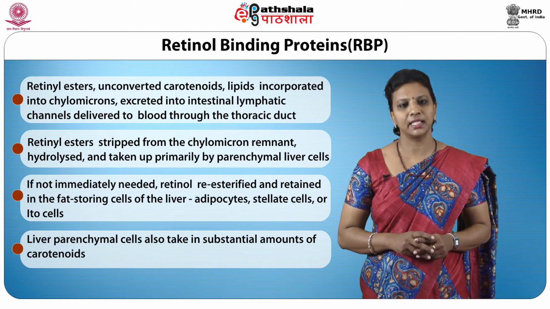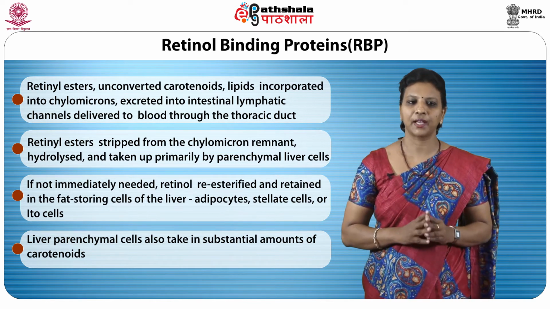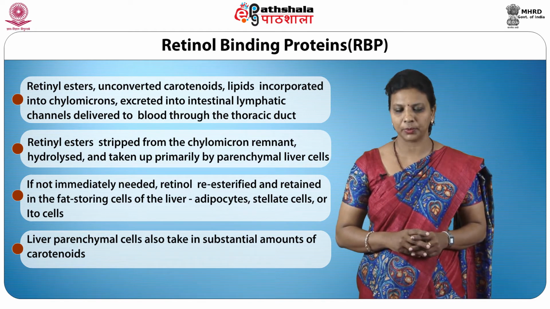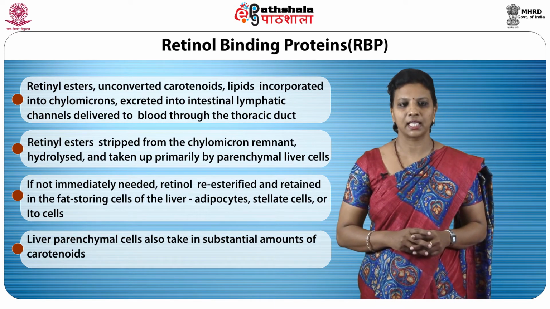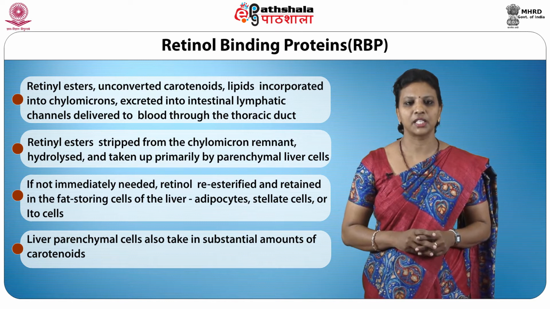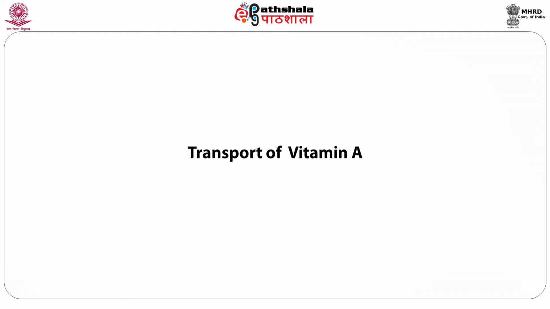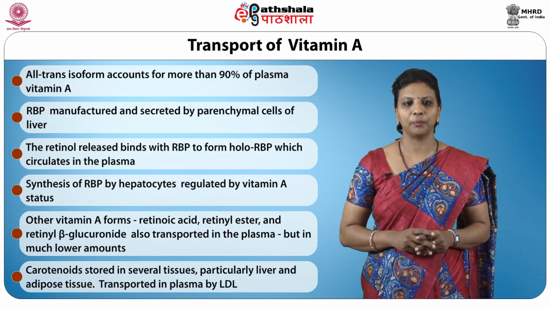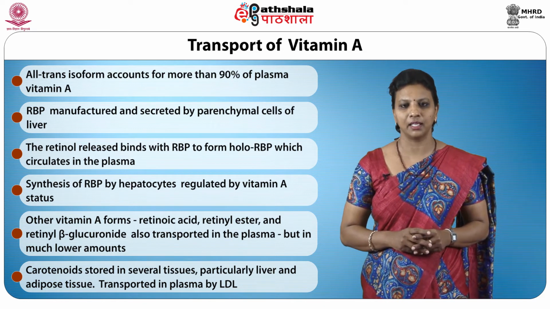If not immediately needed, retinol is reesterified and retained in the fat storing cells of the liver, variously called adipocytes, stellate cells or Ito cells. The liver parenchymal cells also take in substantial amounts of carotenoids. The all-trans isoform accounts for more than 90% of the plasma vitamin A.